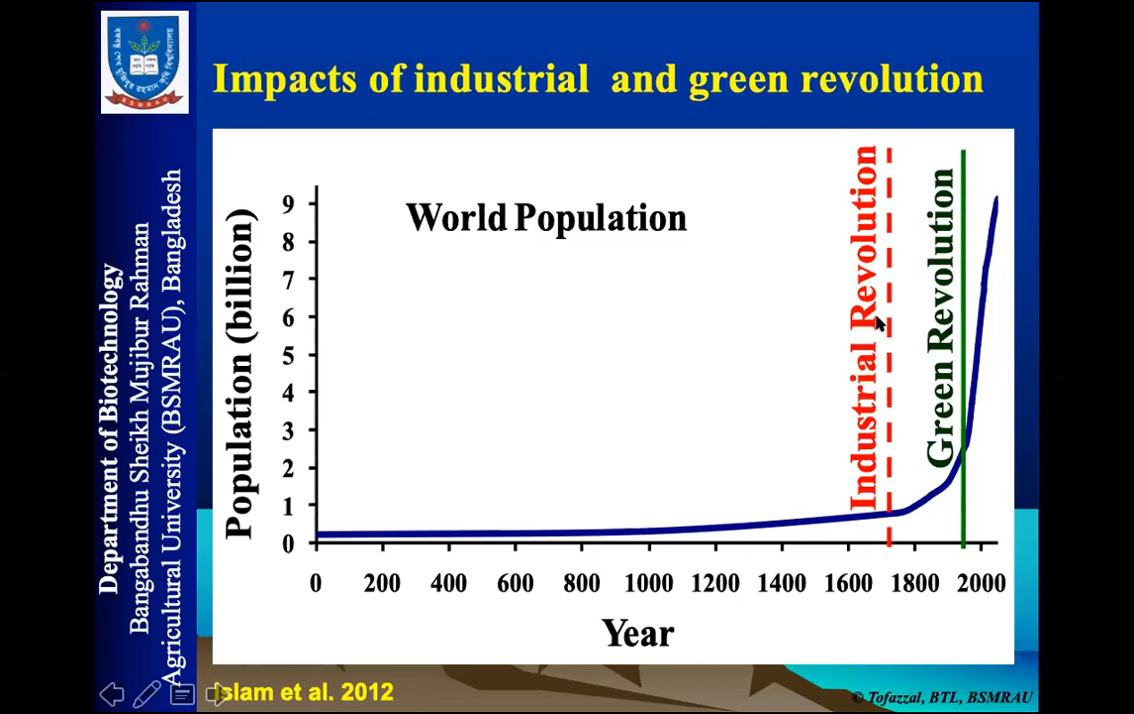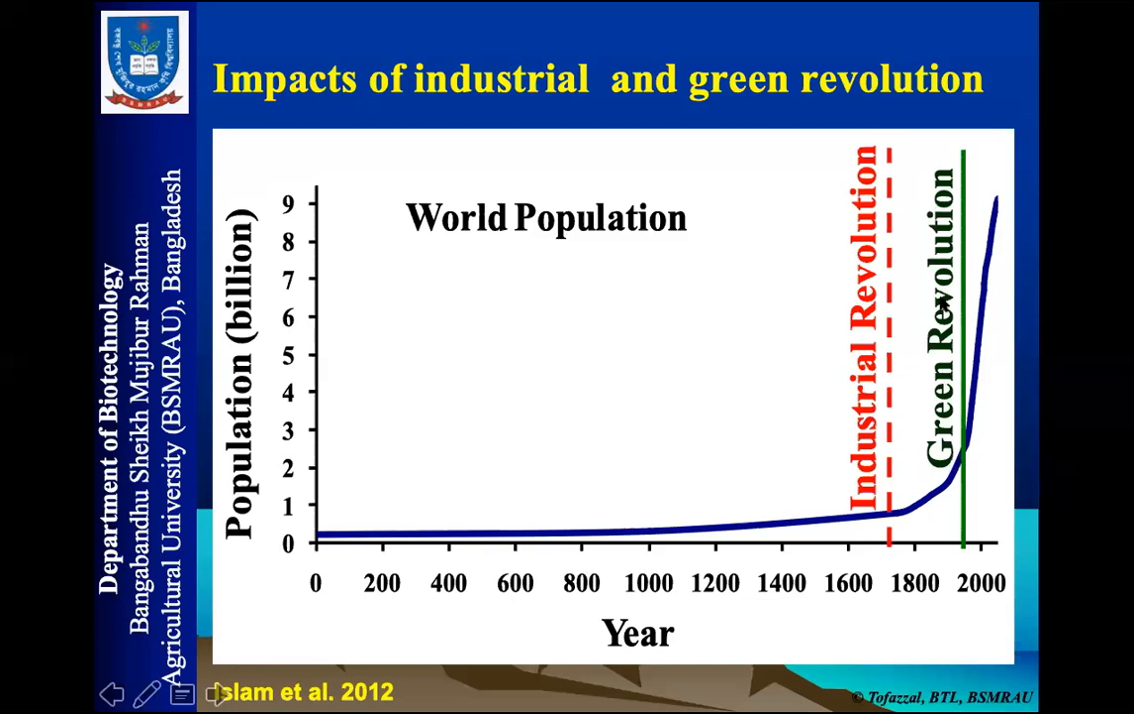Industrial revolution also brought some big problems. The problems are global warming and environmental pollution. These are the real problems that we are facing. This is why we are thinking to find ways to get out from the devastating bad effects of the industrial revolution.